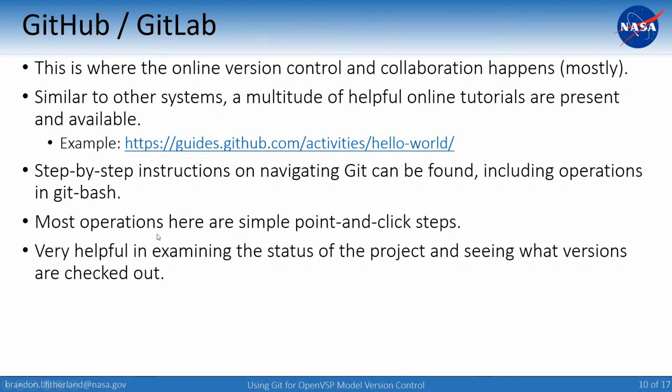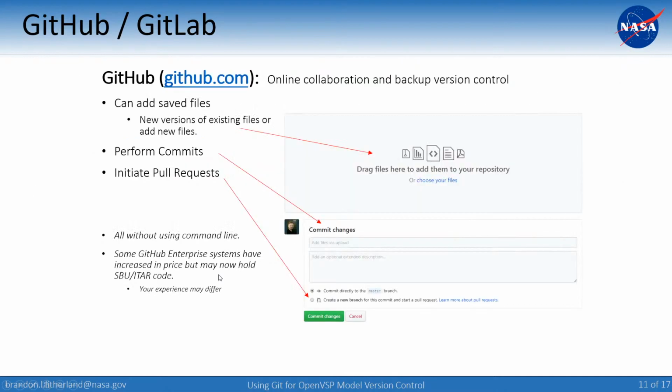But a lot of the operations in GitHub and GitLab are point-and-click steps. But what's nice is it's helpful in examining the status of the project. They have visualizations on who has what checked out and where it is, how many different branches there are, what version it is, and it has handy visualization so you can see your current project status. It's a really great tool.